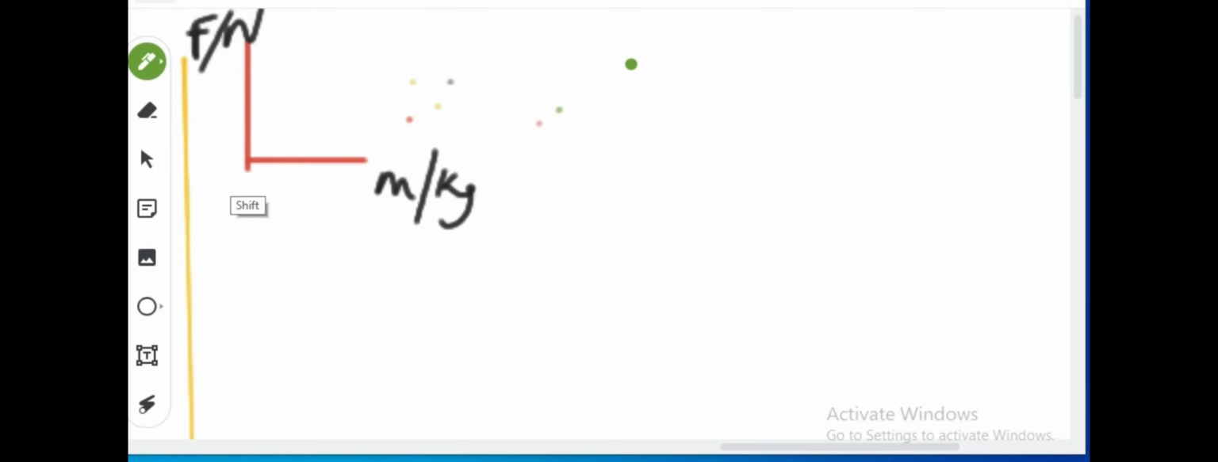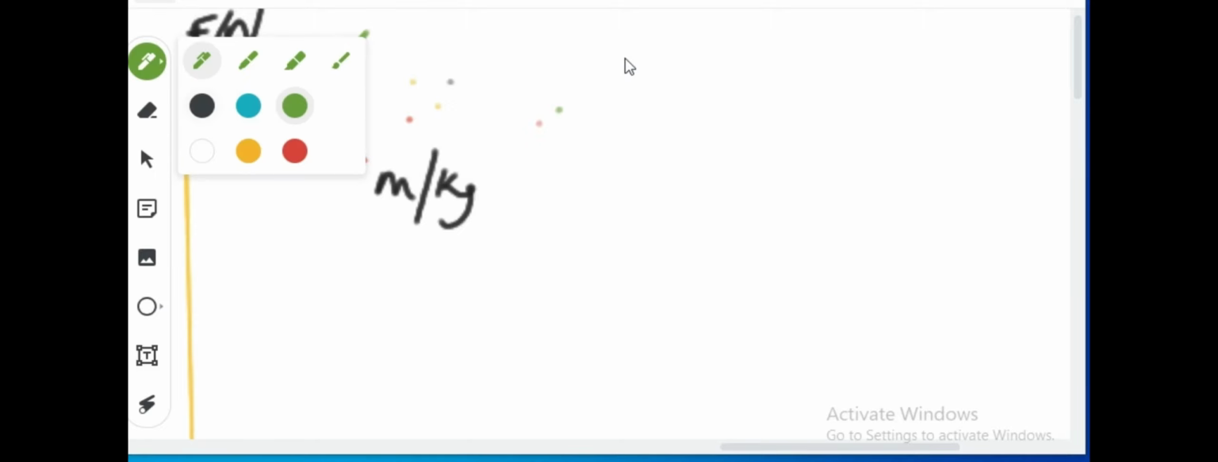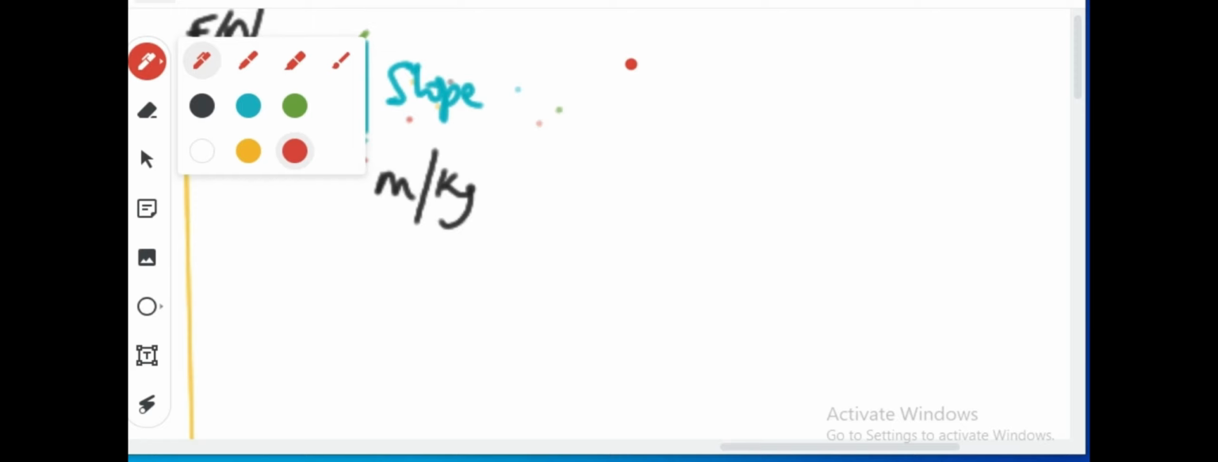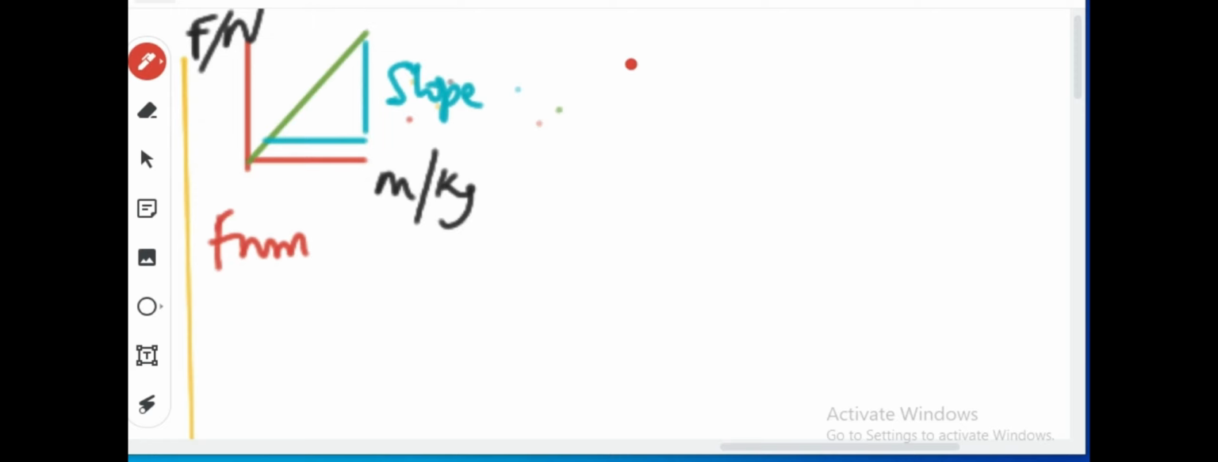If we get a line like this, what would the slope give? Class, tell me, what would this slope give? Acceleration. Are you sure? Please listen up. From F equals MA, the slope is rise over run, which is force over M. Force over M will give you acceleration. The slope is actually acceleration.